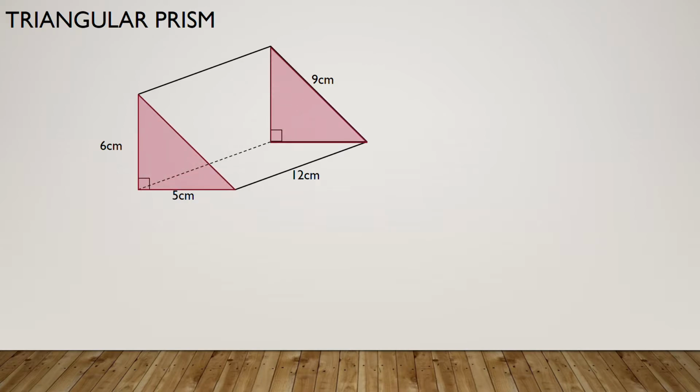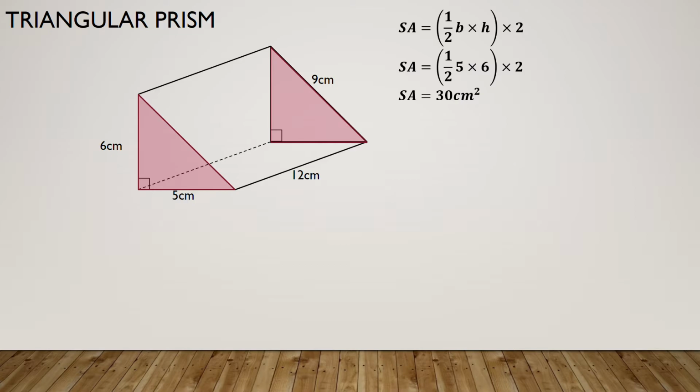I know that the area formula of a triangle is a half base times height. In this triangle my base will be 5 and my height will be 6. If I work that out, half of 5 times 6 times 2 will be equal to 30 centimeters squared. I'm timesing it by 2 because there's 2 triangles.